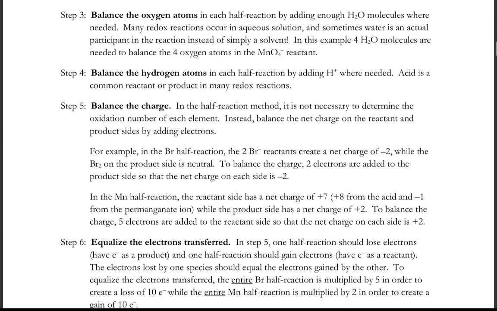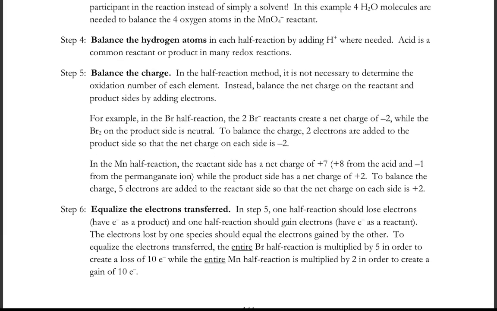We see here the Br minus half reaction. In there, 2 Br minus reactants create a net charge of -2, while Br2 on the product side is neutral. To balance the charge, 2 electrons are added to the product side so that the net charge on each side is -2. In the Mn half reaction, the reactant side has a net charge of +7, +8 from the acid and -1 from the MnO4 minus ion, while the product side has a net charge of +2. To balance the charge, 5 electrons are added to the reactant side, so the net charge on each side is +2.